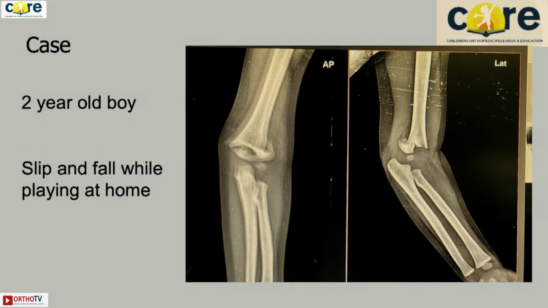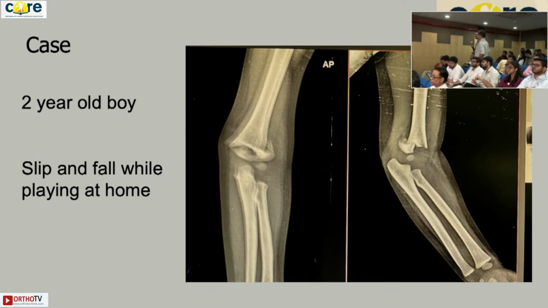Supracondylar fracture. What type? Gartland type? Extension type, flexion type? Extension type, and completely displaced. Okay. So what will be your management? Anyone else? Anybody for conservative? No. So type 3 Gartland, extension type, all of you will do closed reduction and K-wire fixation.